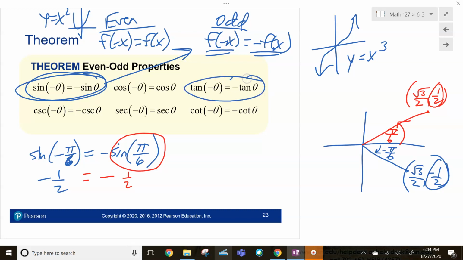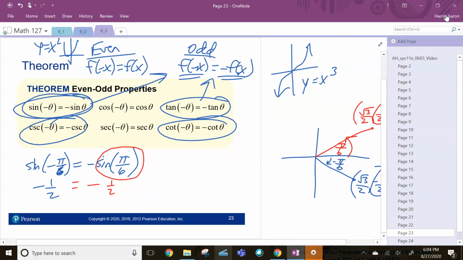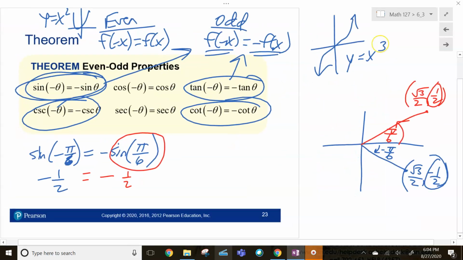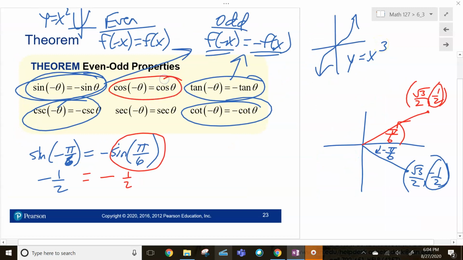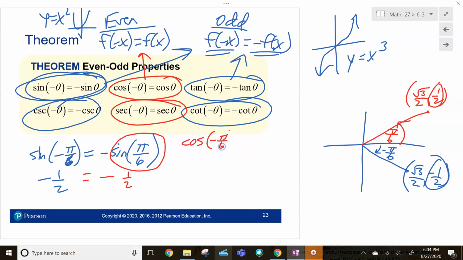Notice the tangent function is odd, and so are their reciprocals. Whereas the cosine is even, and its reciprocal is secant. For example, I'll do it with the same one. Let's go negative pi over 6. The cosine of negative pi over 6 is root 3 over 2. And this is saying it's the exact same thing as the cosine of pi over 6.